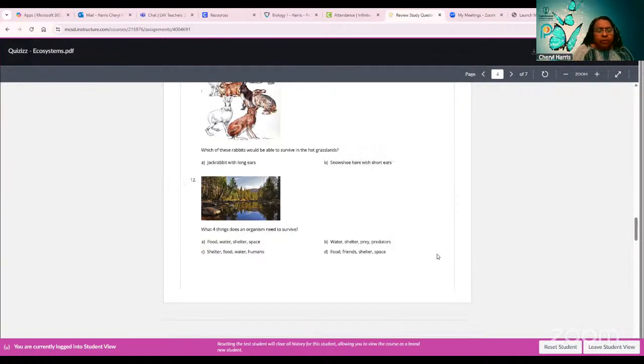All right, 12. All right, 4 things an organism needs to survive. Keep in mind, like I said, we need living and non-living things. And yes, A is the correct answer. All right, we need food, water, which is non-living. We need shelter and space, and those are all non-living as well, but they're important. We won't survive if we don't find shelter to protect us from the elements.